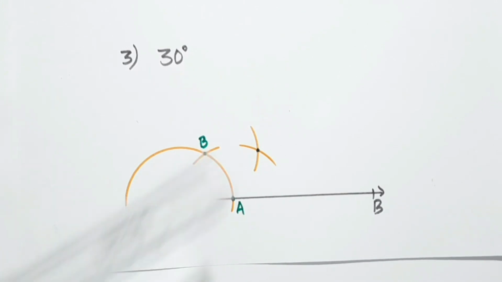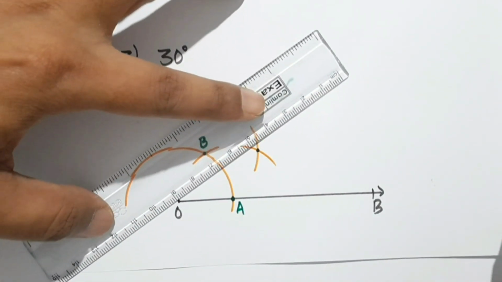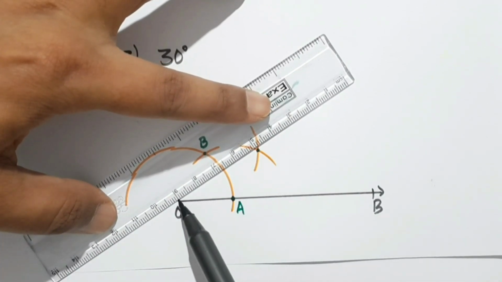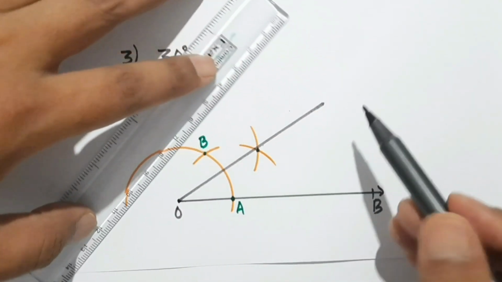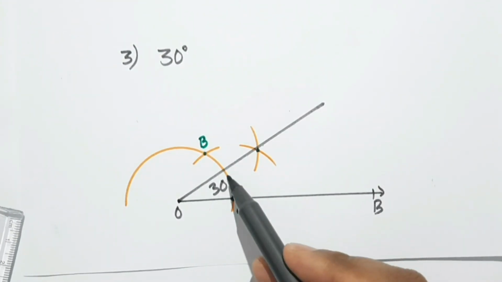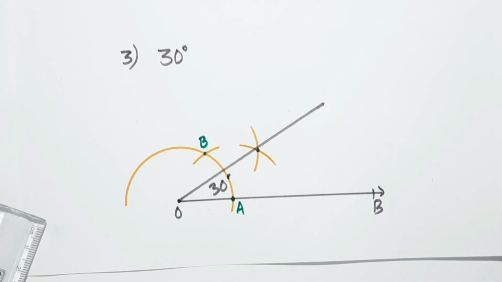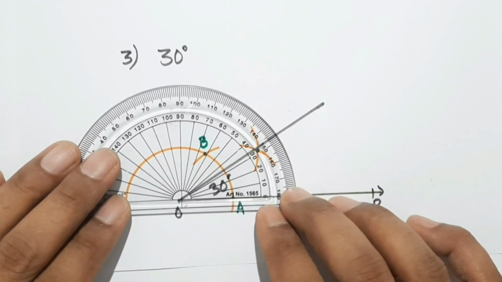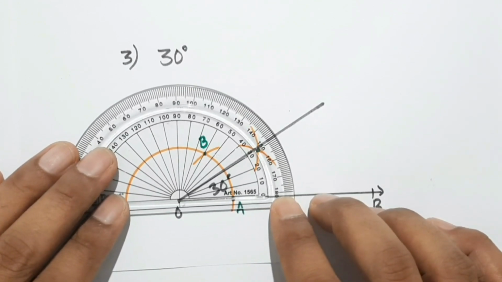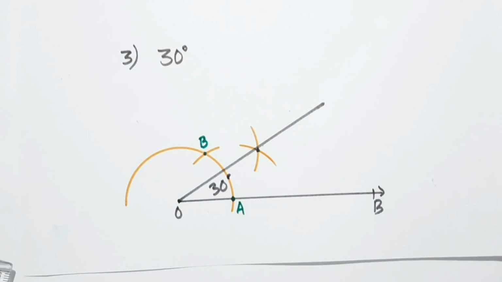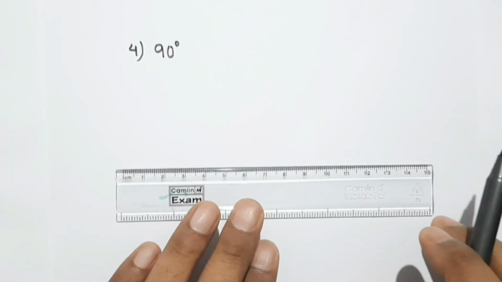Now from O, let us draw a ray passing through this point. So this is our 30-degree angle. Let us use a protractor to verify this angle. Okay, now this is our 30-degree angle. Now the 90-degree angle.